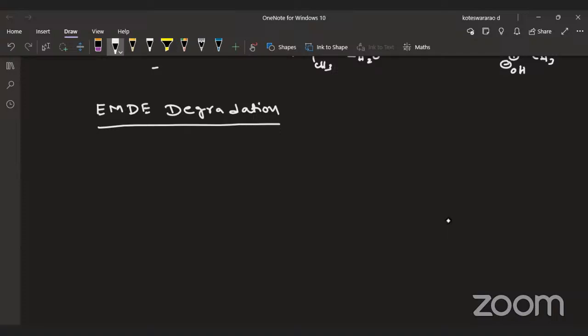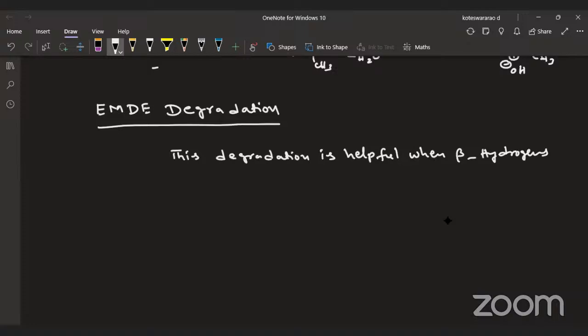This degradation is helpful when beta hydrogens are absent. In most cases we conduct the HEM when beta hydrogens are available. If the beta hydrogens are absent in the nitrogen heterocycle, then you need to choose Emde degradation.